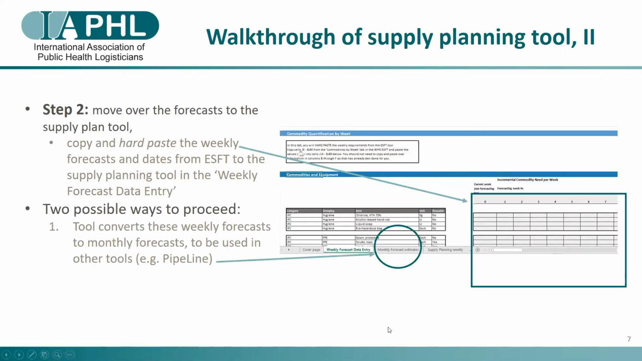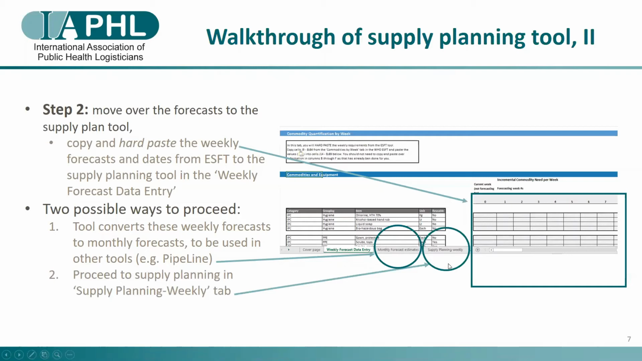Once you've copied over your weekly forecast, you have two possible ways of proceeding. The tool converts these weekly forecasts into monthly forecasts. So if you're using any other tool such as Pipeline, you can just head over to the monthly forecast estimate tab and copy over the monthly rounding of those weekly forecasts and apply it to any other tools. The second option would be to proceed over to the supply planning weekly tab.